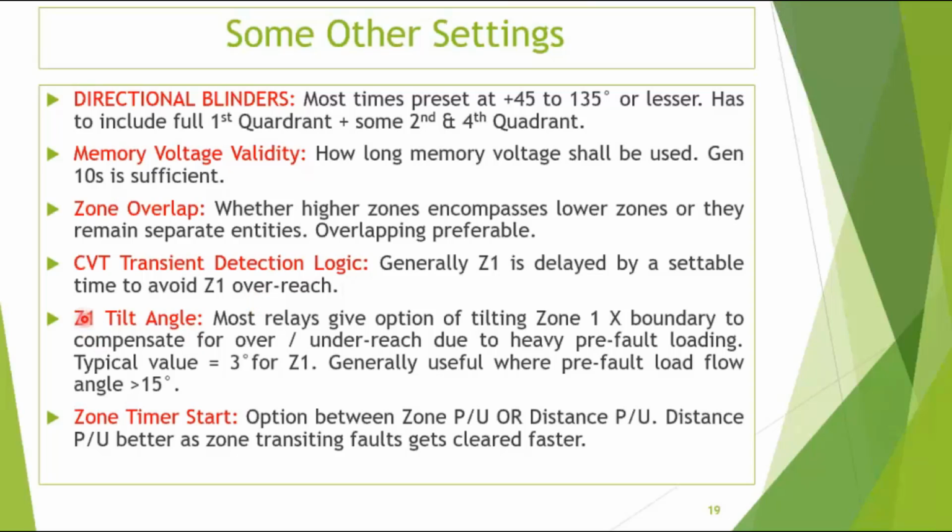Z1 tilt angle, we discussed earlier in the earlier class. We discussed that most of the relays give option of tilting the zone 1 boundary to compensate for overreach and underreach due to high pre-fault loading. The typical value will be 3 to 5 degree for zone 1. Generally useful when pre-fault load flow angle is greater than 15 degree.